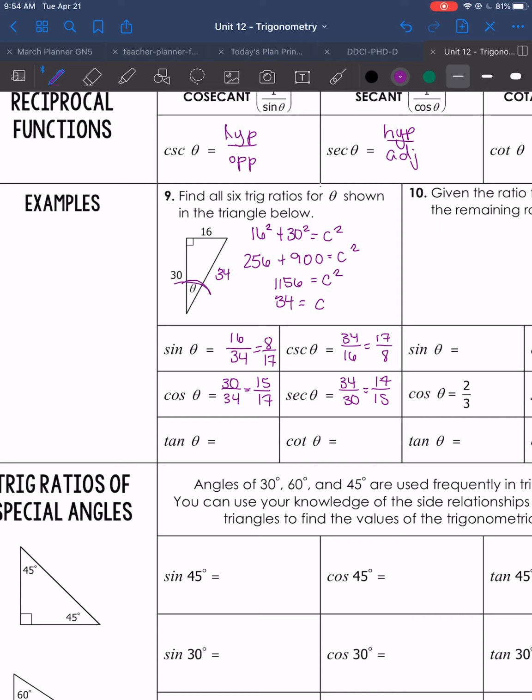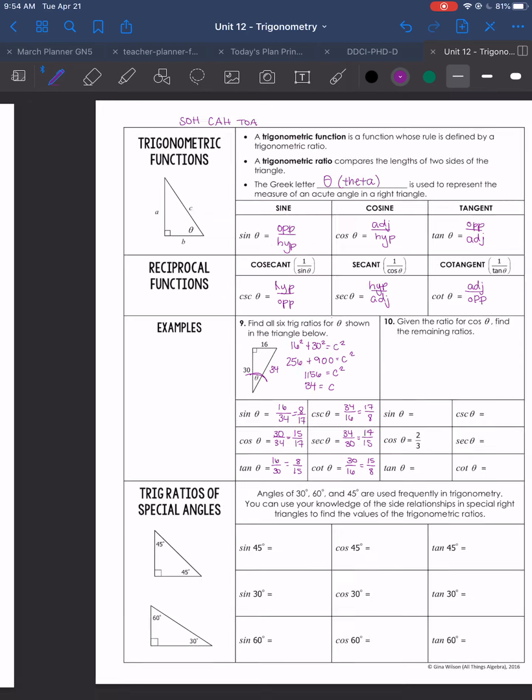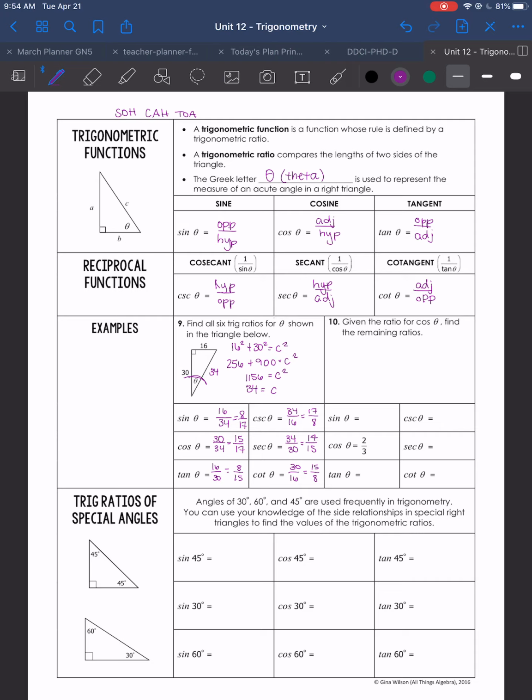And then tangent is opposite over adjacent. So 16 over 30, which simplifies to 8 over 15, which would make this 30 over 16, which is 15 over 8. So if you wanted to do it, that's how you would do that.